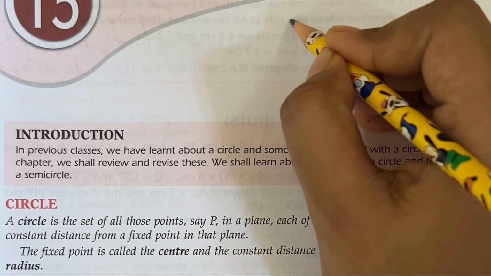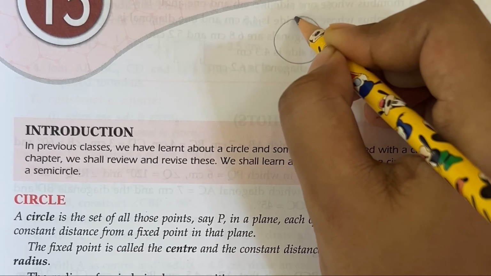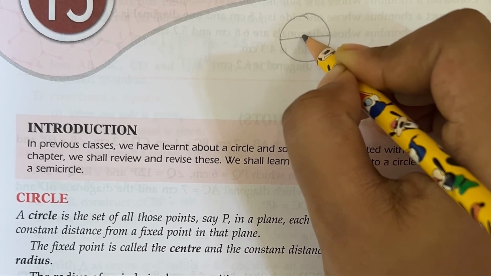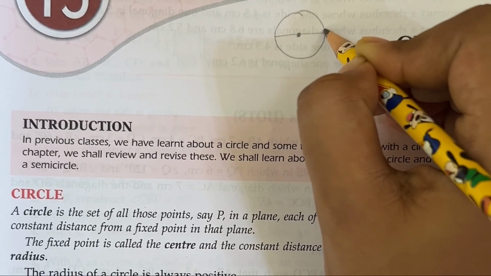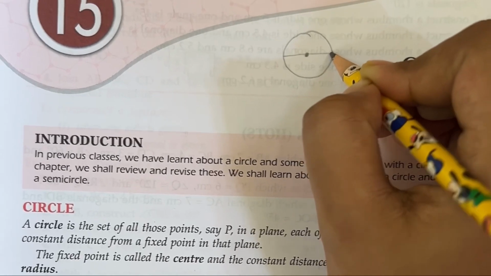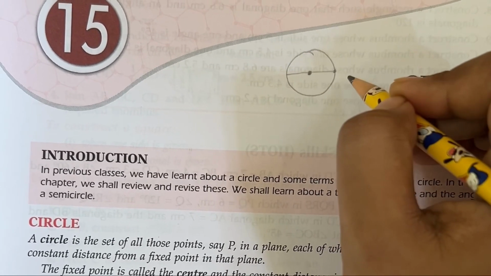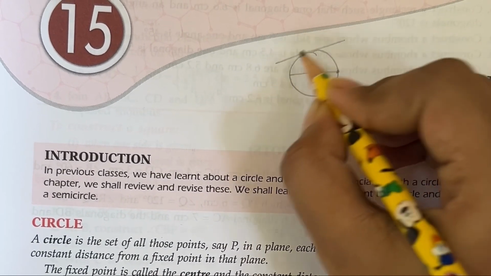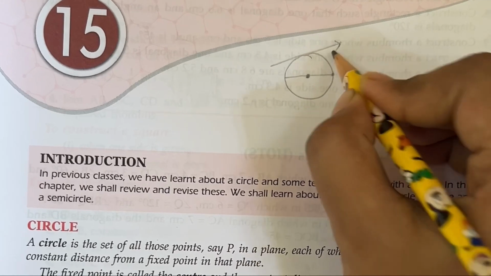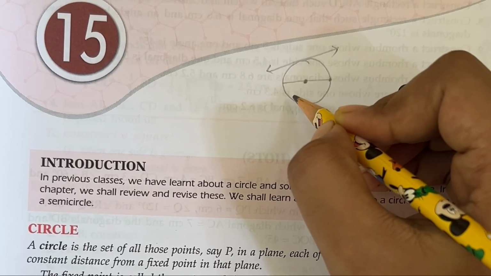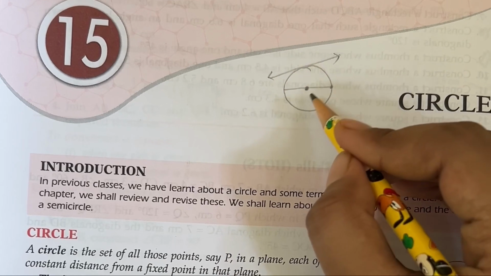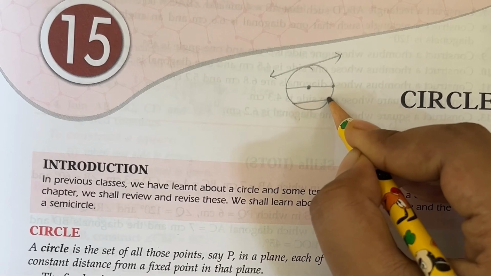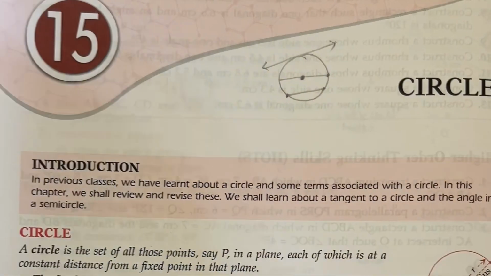For example, if this is a circle, this is the diameter of the circle, and from the center to this point is the radius. So we can say radius is half of the diameter. If there is a line that touches the circle in this way, this is known as the tangent. And if there is a line drawn on the circle, this is called a chord.